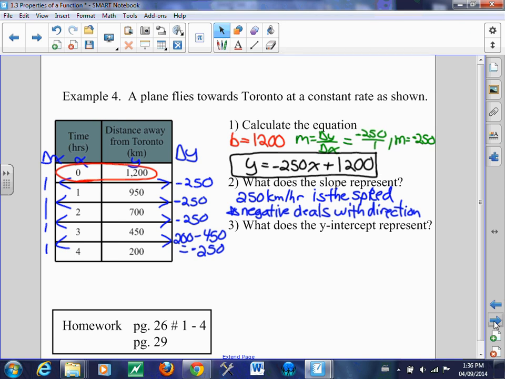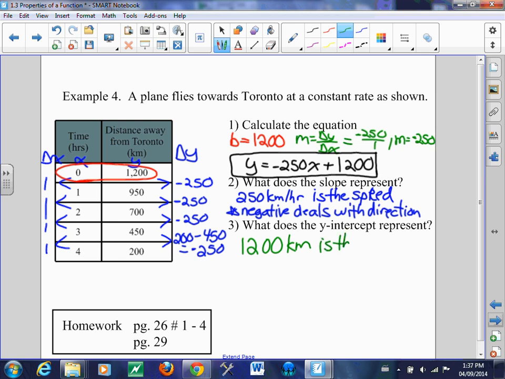What does the y-intercept represent? What does the 1200 represent, guys? That's how many kilometers we initially started away from Toronto. So that is the initial distance away from Toronto.